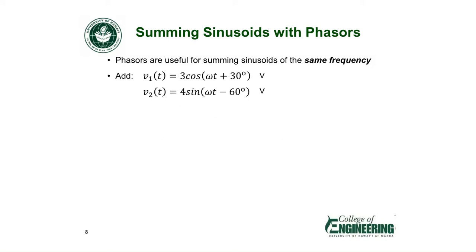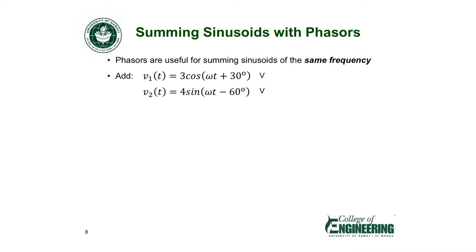And let's go through an example. Okay, so the first thing that we need to make sure, if we're doing any operations using phasors, is that the terms that we are doing operations on need to have the same frequency. If they have different frequencies, we cannot use the phasor representation because the phasor representation ignores the frequency information.